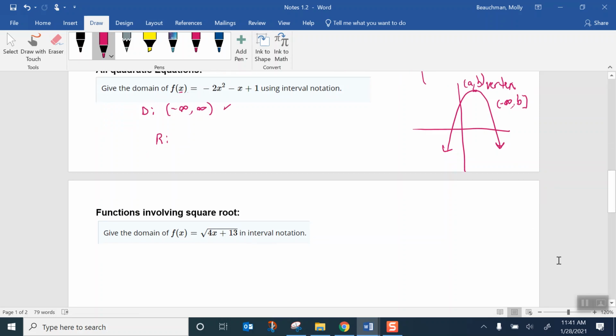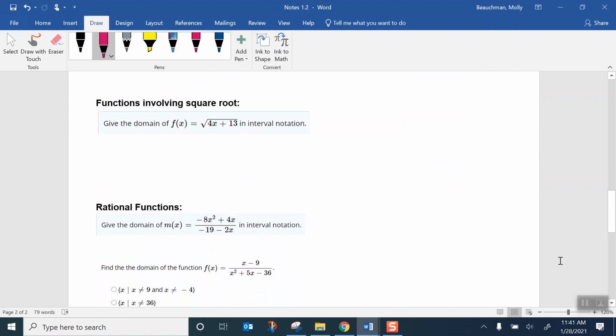If you have a function involving a square root, remember that we take square roots. We have looked at complex numbers, but we want to stay in the real number system here. So we can't take a square root of a negative real number and have it still be a real number. So when you're finding the domain of a square root function, take whatever is on the inside of that function, the 4x plus 13, and set it greater than or equal to 0. We can take the square root of 0 and any positive number.